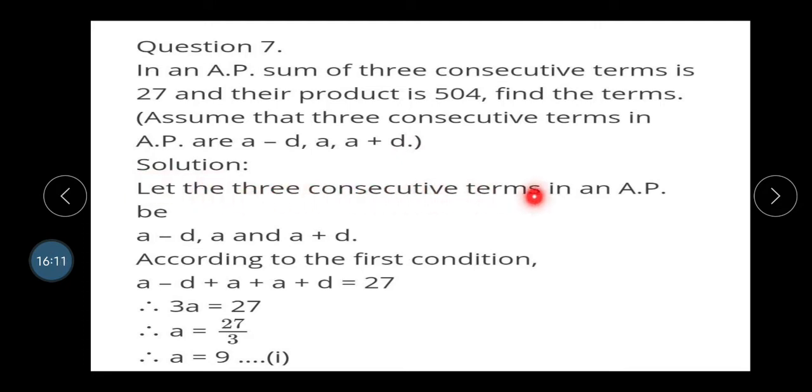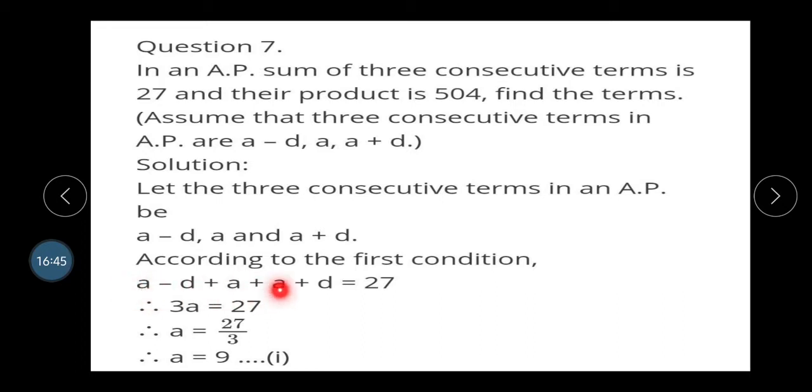Let the 3 consecutive terms in AP be A minus D, A and A plus D. According to the first condition, the sum, meaning the total, you need to do the total. So we will be adding all these 3 consecutive terms. A minus D plus A plus A plus D equal to 27, because it is making the total as 27.